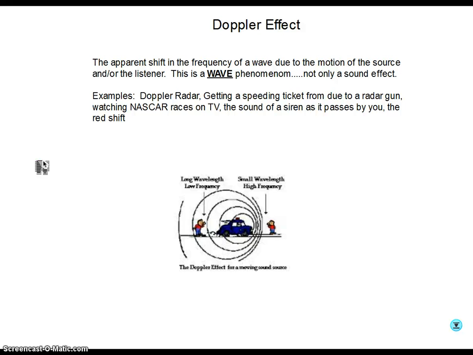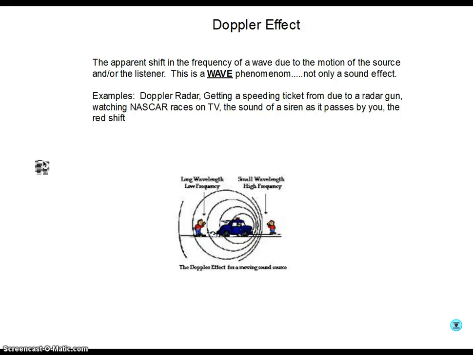If you've ever gotten a speeding ticket because of a radar gun, the radar gun works basically off the Doppler effect. It can calculate your speed based on the frequency it sends out and the one that reflects off of your car. The sound that NASCAR race cars make when they go past the TV, they start off at a high pitch and then they drop to a lower pitch. Sirens do the same thing. And there's something called the redshift, which you may or may not be familiar with, but the redshift refers to light shifting to a longer wavelength, and this is evidence that our universe is still expanding.